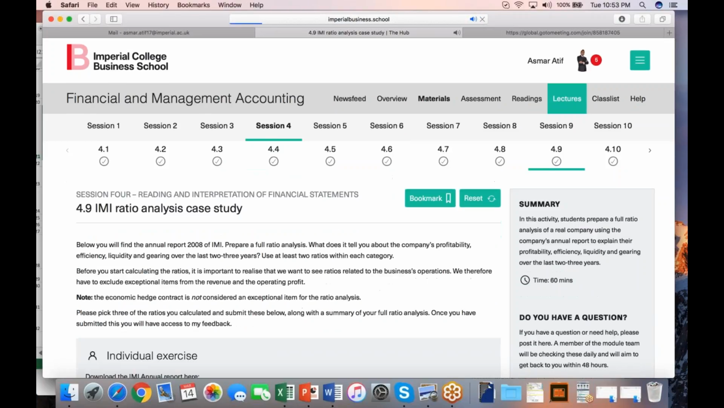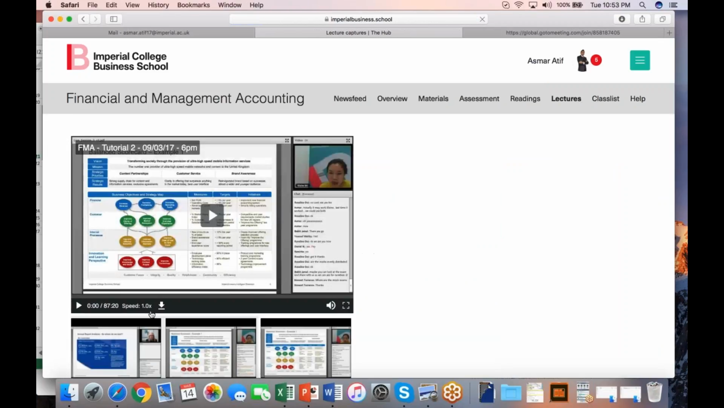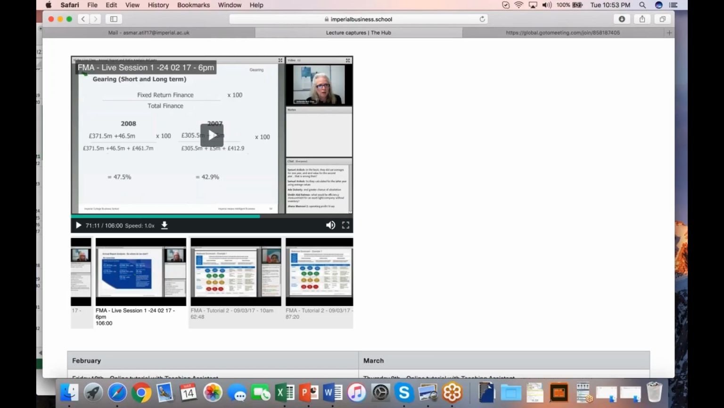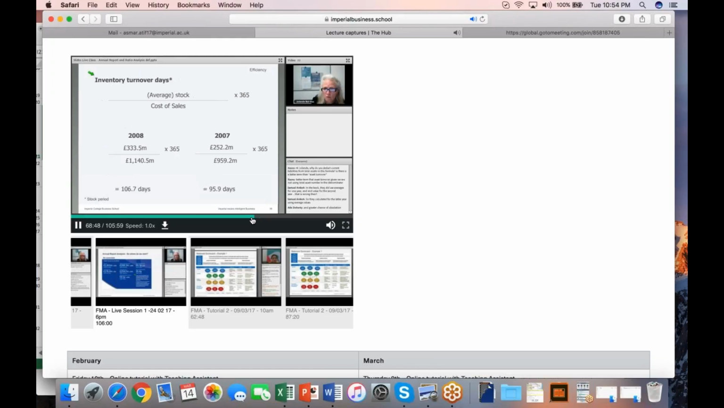This one, and here we go. This is asset turnover, debtors collection, creditors, inventory turnover, gearing. Okay, just a second. Gearing with short and long-term loan included. And what you see is that there's a large jump from our competitors. So those are numbers that we can easily compare and see what's going on.